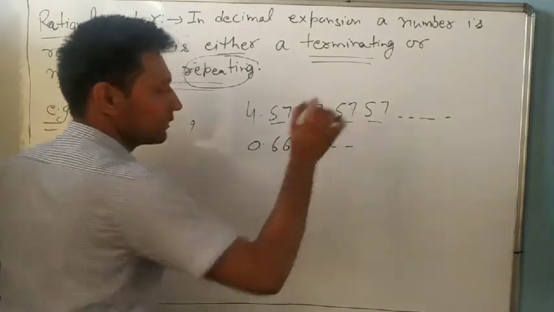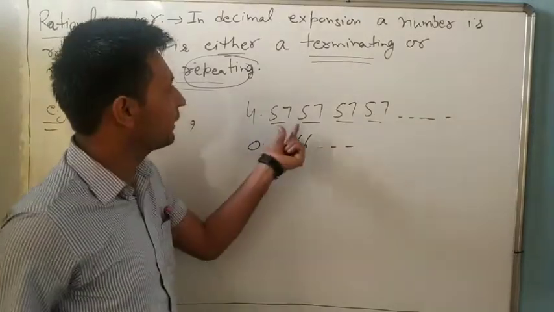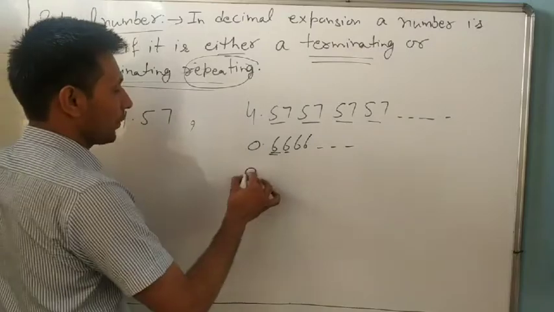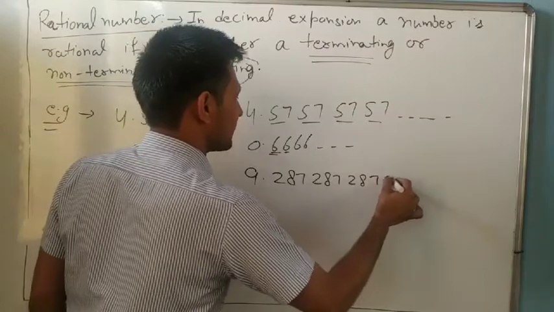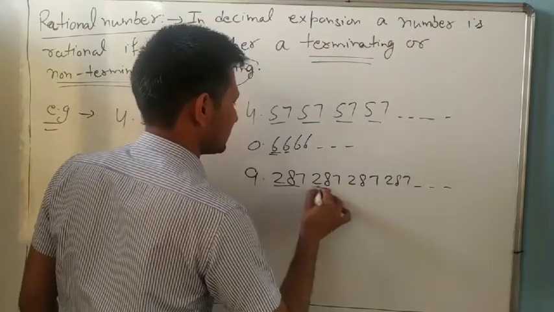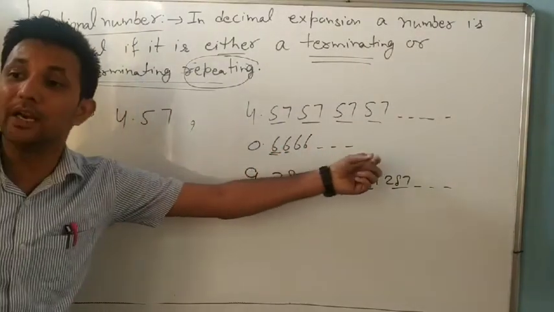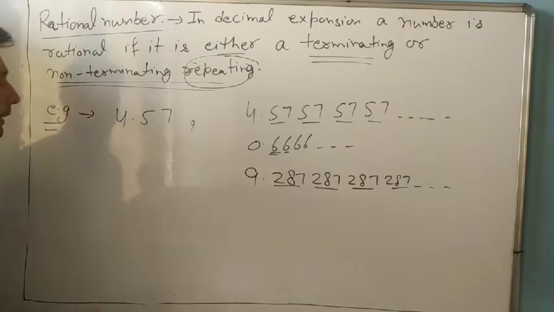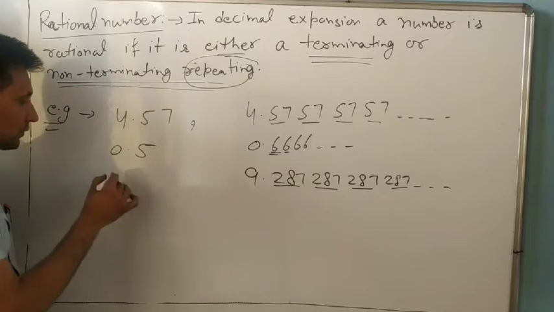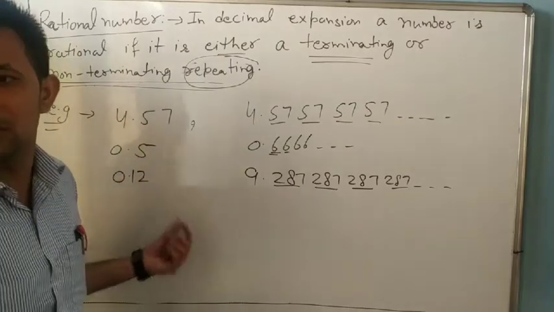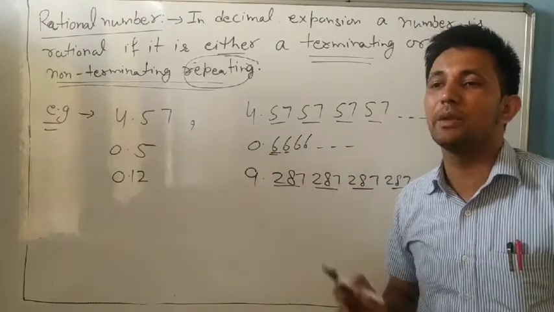Or you can write 0.666 and so on. Understand? What is repeating here? 6 6 6 6, and here 5 7 5 7. One more, 9.287 287 287 287, dot dot dot, 287 287 287. So it is non-terminating repeating, and 0.5 is terminating, it is your answer. Next you can write 0.12, it is your answer. Understand or not? So this is terminating, and this is non-terminating repeating.